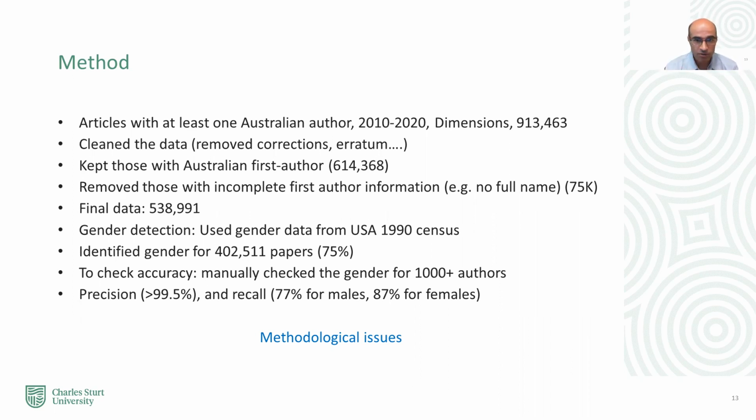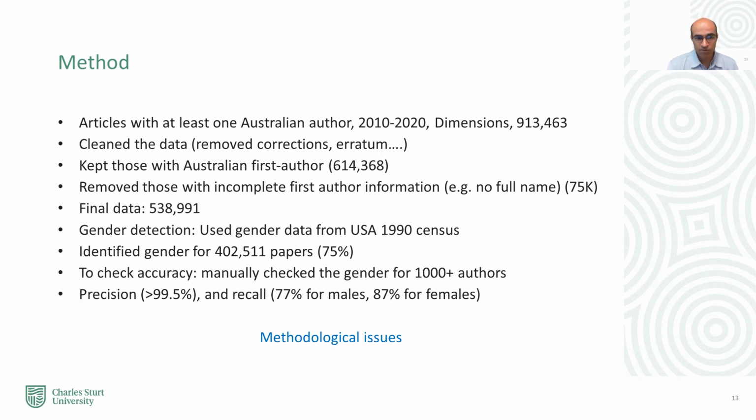So we got 900,000 papers. We did some data cleaning by working with Excel, writing a bit of Python code and so on. We removed the document types we didn't want. We kept only the papers where the first author was Australian. Then we removed those where author information was incomplete, like the first name wasn't there, only an initial, and so on. The final data we had was 500,000-plus papers.